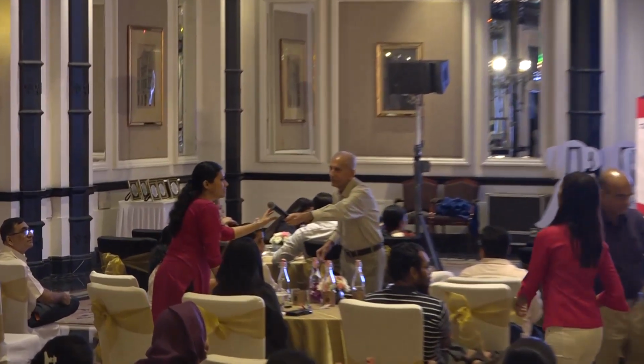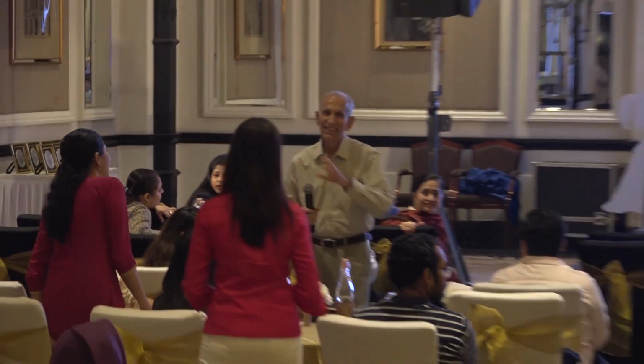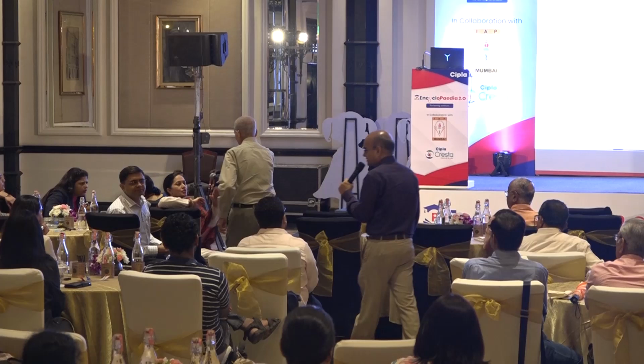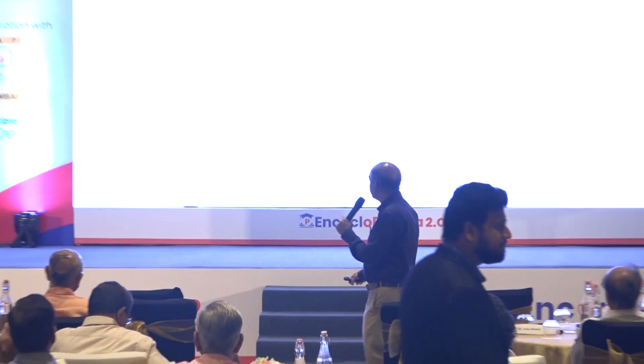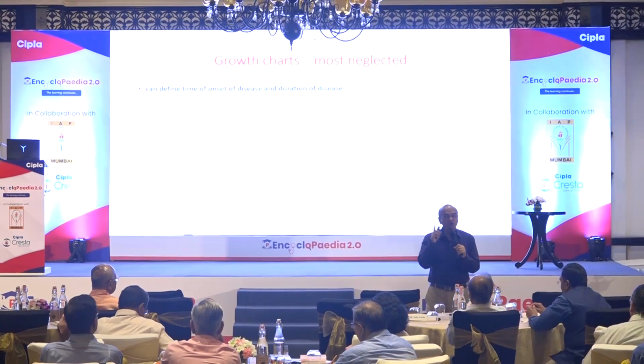Any chronic disease which is causing stunting. Okay. Anything else? Any kind of occult system or organ affection, mainly the renals. Fantastic. Hematology. So occult diseases will be picked up better. So the first thing we realize is that growth charts can define the time of onset of a disease.